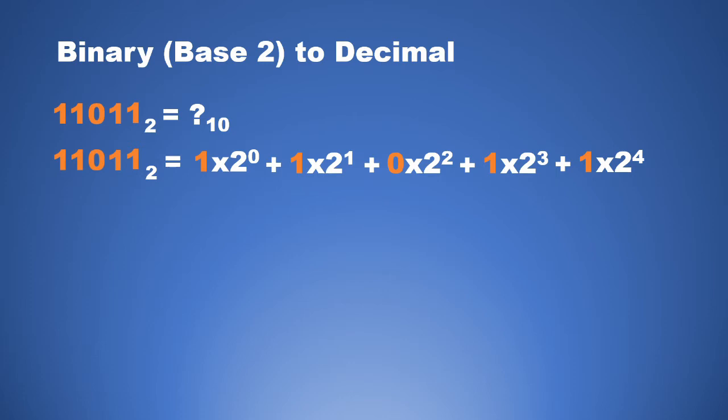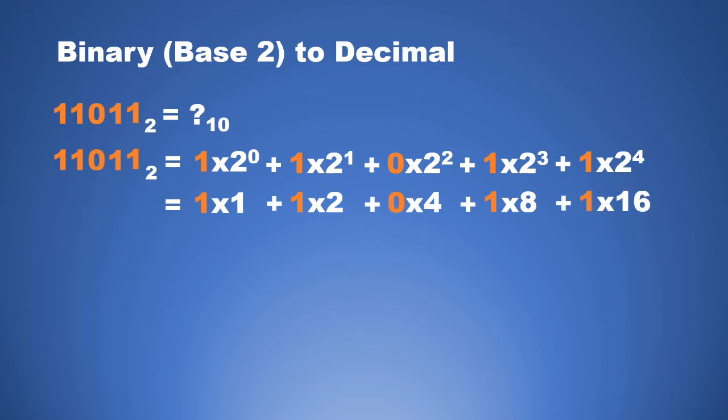Okay. Next step, since we have this equation already, next we will calculate. So let's start first by getting the value of 2 raised to its power. So the first one will be 2 to the power 0. The result is 1. 2 to the power 1 is 2. 2 squared is 4. 2 cubed is 8. 2 to the fourth is 16.